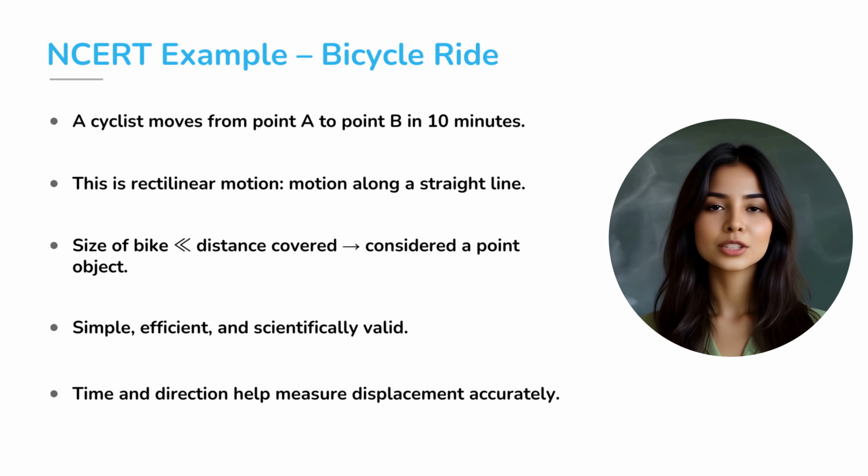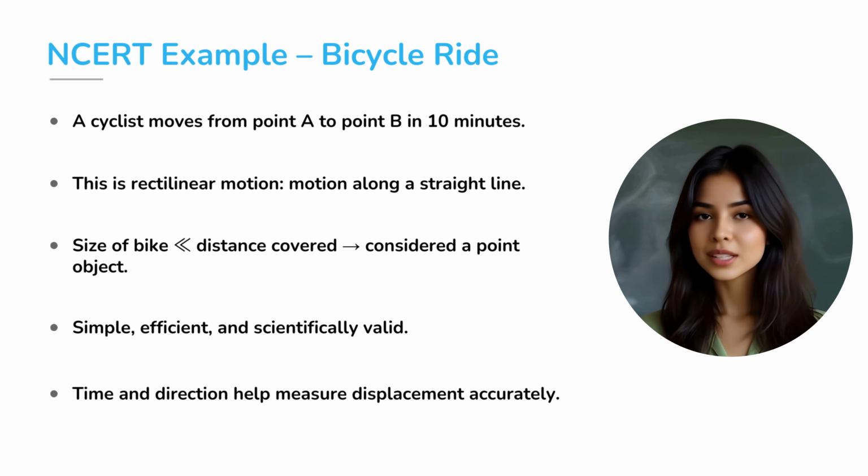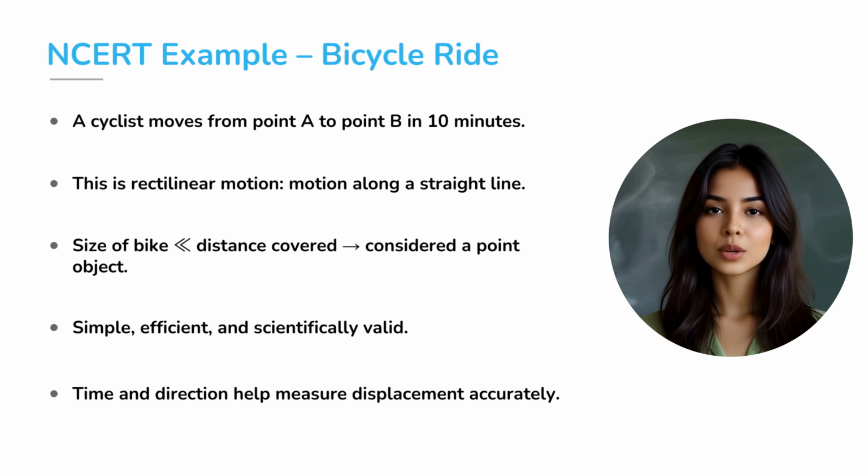Let's bring this idea to life with a classic textbook-style example. Picture yourself riding a bicycle along a straight, quiet road. You start at point A and reach point B in 10 minutes. As time passes, your position changes steadily in one direction. This is what we call rectilinear motion. And because the distance you travel is much greater than your body or your bicycle, we treat the whole system as a single point object. Simple, efficient, and scientifically sound.